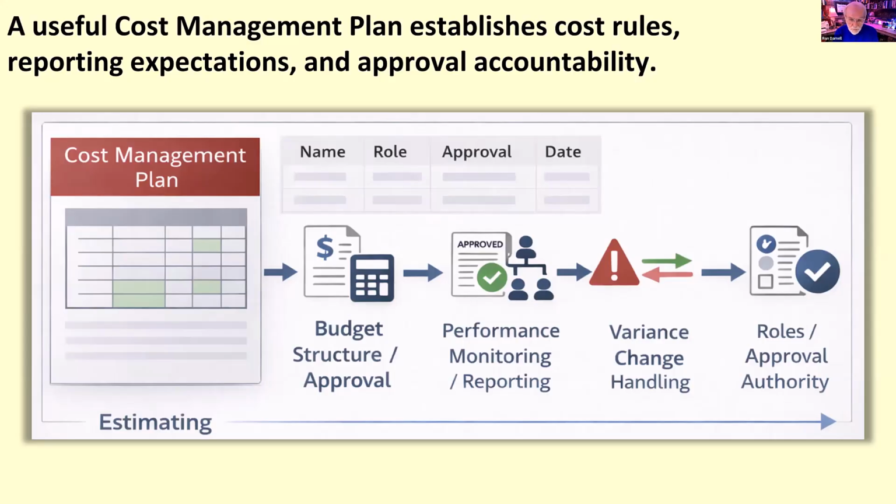And it should also explain how variance and cost-related changes will be handled. That kind of goes back to what I was saying about the project manager or someone being authorized to approve changes, budgets up to a certain point, because projects rarely unfold exactly as planned. So the team needs a shared understanding of what happens when costs begin to shift and when assumptions change or when corrective action is needed. The cost management plan should make accountability visible.